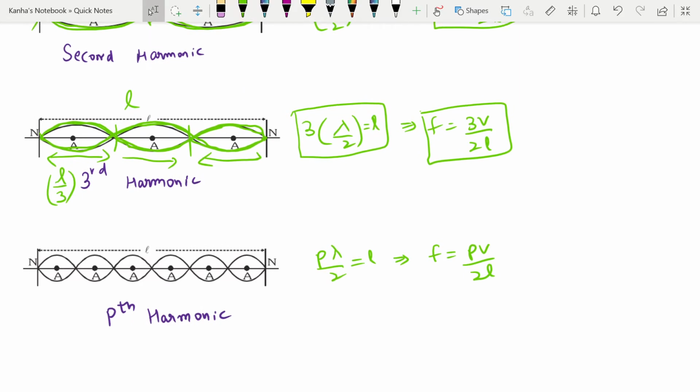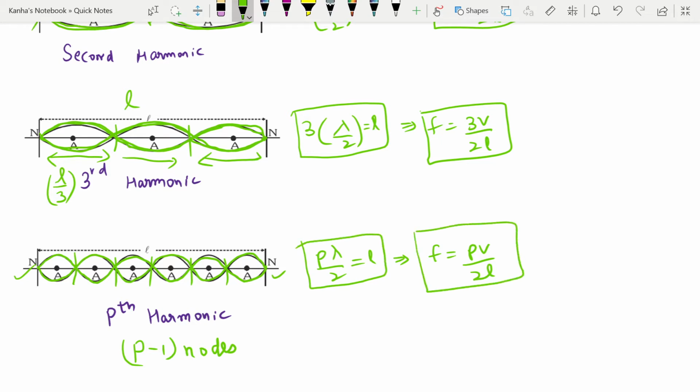What will happen is your incident pulse goes like this, it hits the end, it reverses its direction, and it comes back like this. Here what do you find? In the pth harmonic, how many nodes are there in the center? You have p minus 1 nodes. I'm only talking about the nodes that are inside. These two will always be existent. There are p minus 1 nodes. Here I have p into lambda by 2 is equal to L, and frequency is equal to pV by 2L.